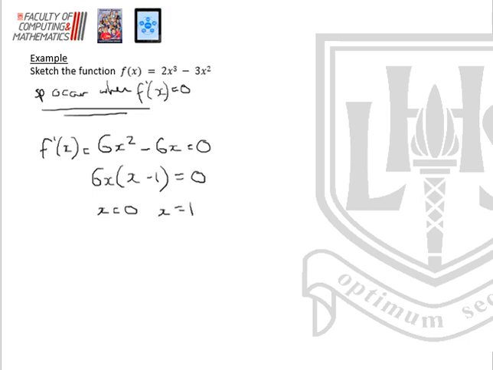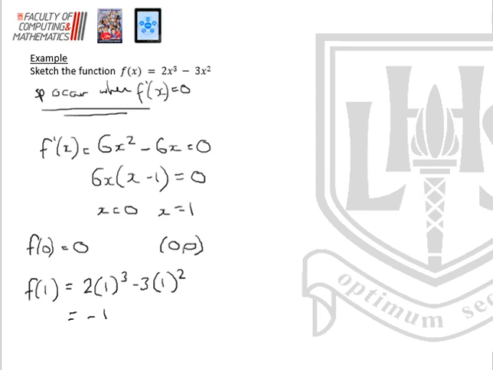We now have to look for the y coordinates for that. So when x is 0, f of 0, we've already done, is 0. f of 1 is 2 times 1 cubed minus 3 times 1 squared. Remember, it's always going into the original equation to get your y coordinates. So it's minus 1. So my stationary points are (0, 0) and (1, -1).